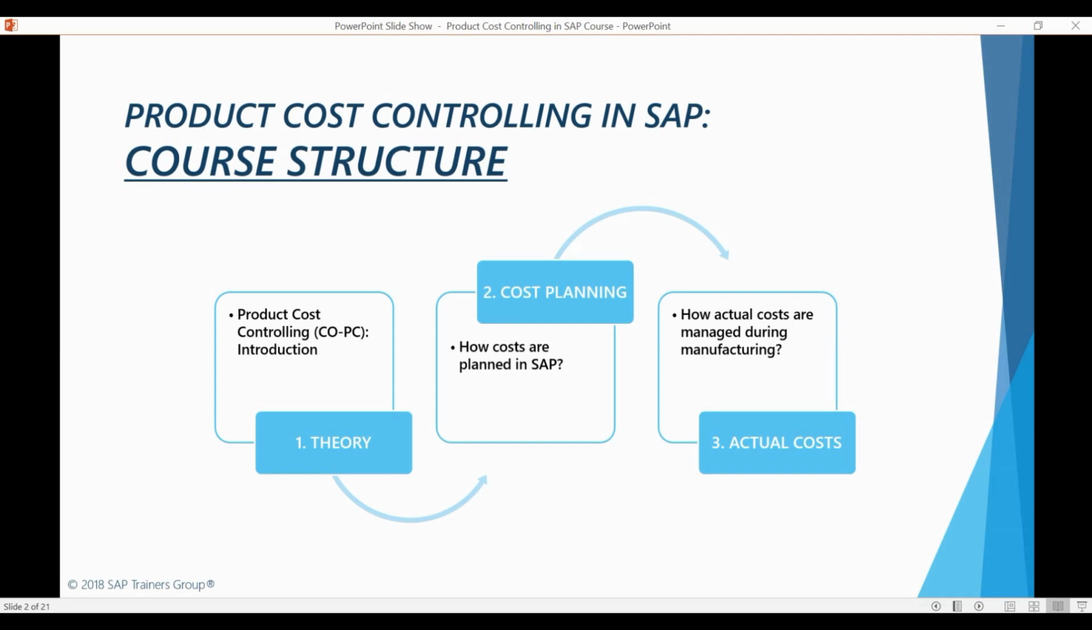We will go through what happens in costing during actual manufacturing processes, and we'll see how cost controlling is linked with production planning and financial accounting. I can guarantee that by the end of this course, you will have a crystal clear understanding of the most important costing-related concepts and will be ready to implement realistic costing scenarios in SAP. And now, let's step into the world of product cost controlling.